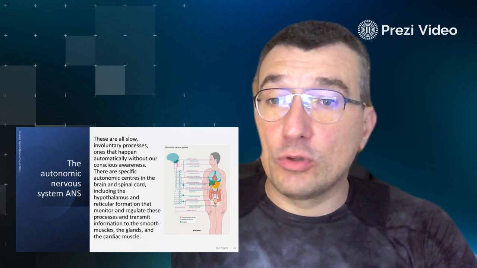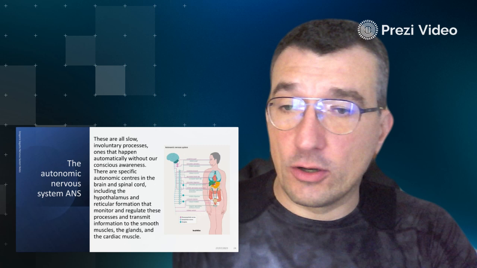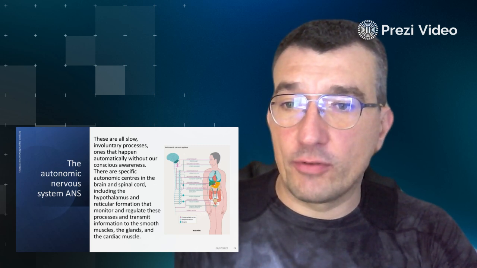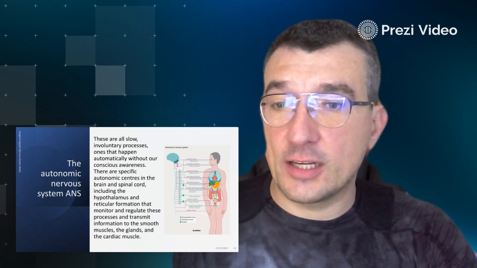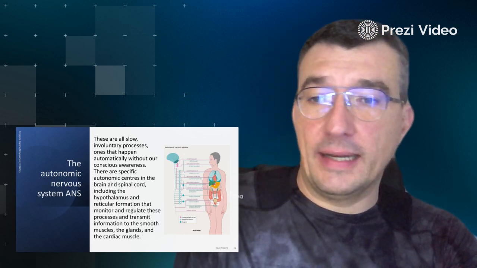There are specific autonomic centers in the brain and the spinal cord, including the hypothalamus and the reticular formation, which monitor and regulate this process and transmit information to the smooth muscles, glands, and the cardiac muscle.